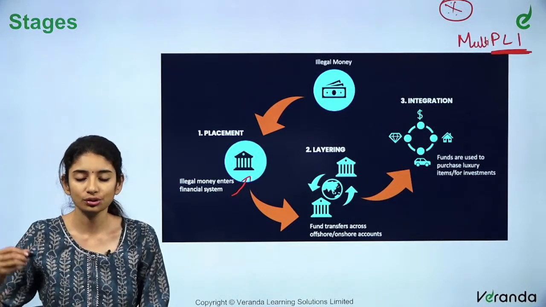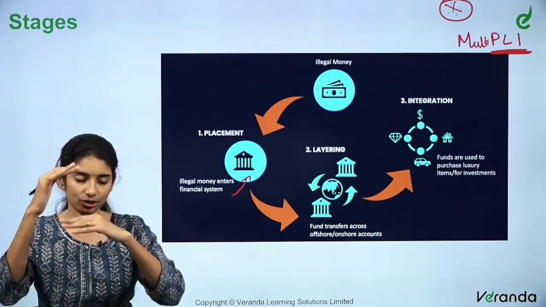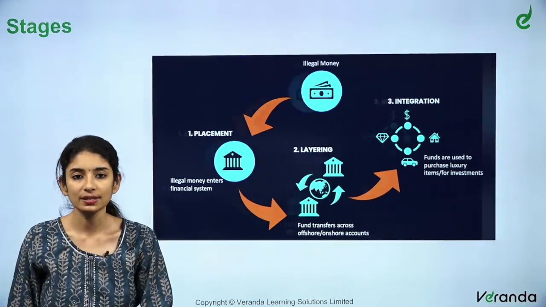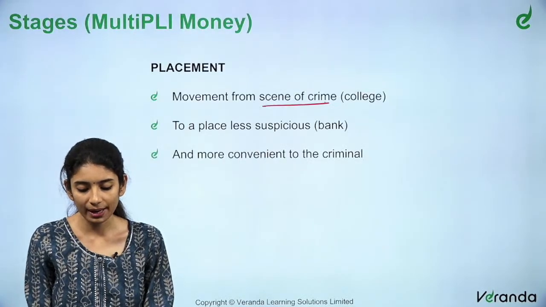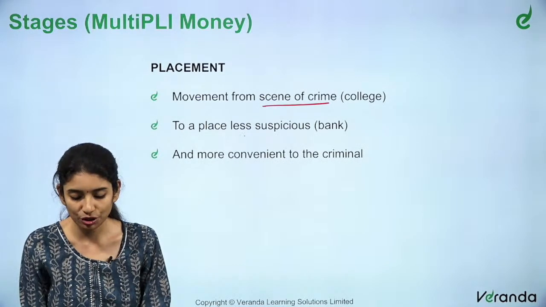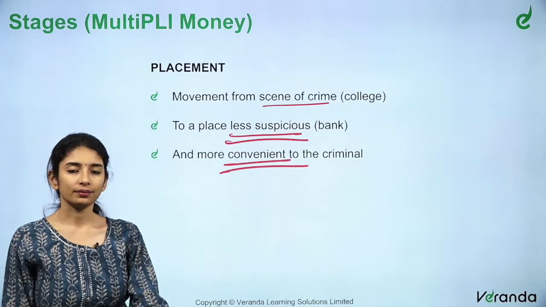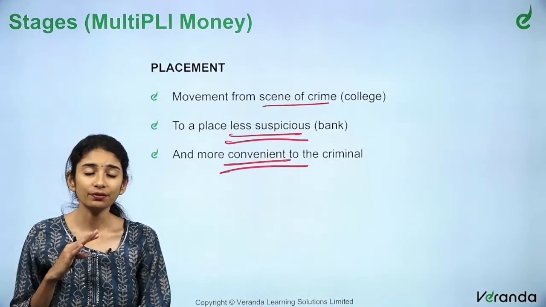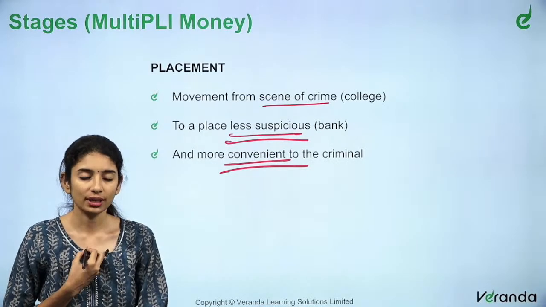I somehow route it into banks. That I do with the help of layering transactions. We will see what each one of this is. Placement, movement from scene of crime to a place less suspicious and more convenient. If it's in the bank, it's more convenient for me because then it's going to look like clean money. More convenient to the criminal.